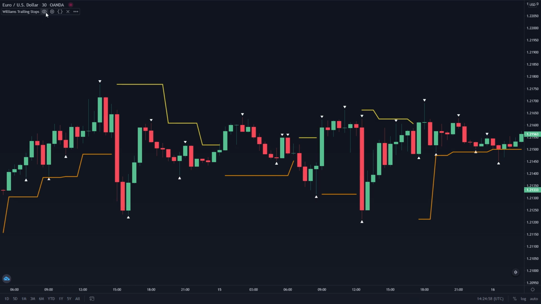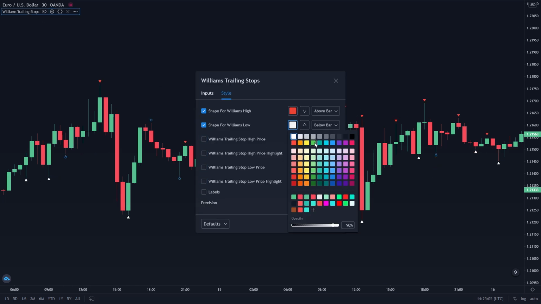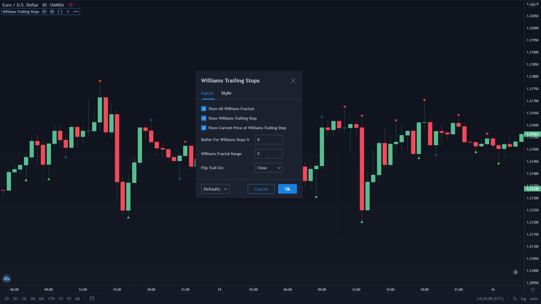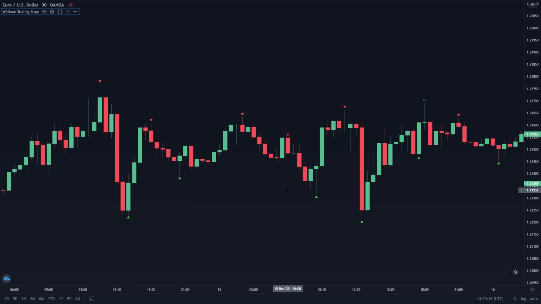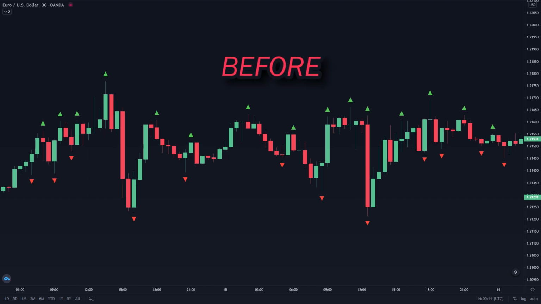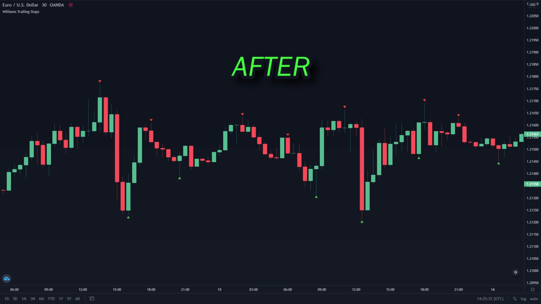So first, we turn off all the unnecessary lines. Next, go to Inputs, and here, we can actually change the value of the range. I like to change this from 5 to 9. So now, a fractal will only appear at the highs or lows of 9 candles, instead of the default settings, which is only 5 candles. And now, you can see that most of the unnecessary fractals have been removed, leaving only the main ones, hence making it easier to trade.